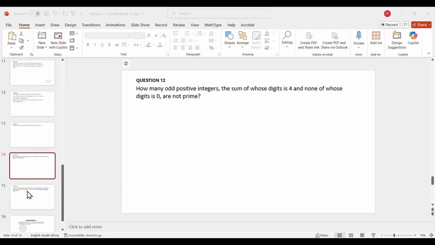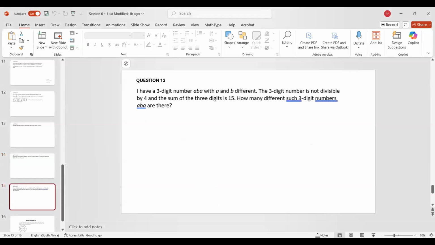I've got just one more, and I'll just quickly take that. I don't know what this is. Okay, I'm just going to finish this off. Now, I'd like to do this because it's an interesting problem. I have a 3-digit number, ABA, with A and B different. And the 3-digit number is not divisible by 4.